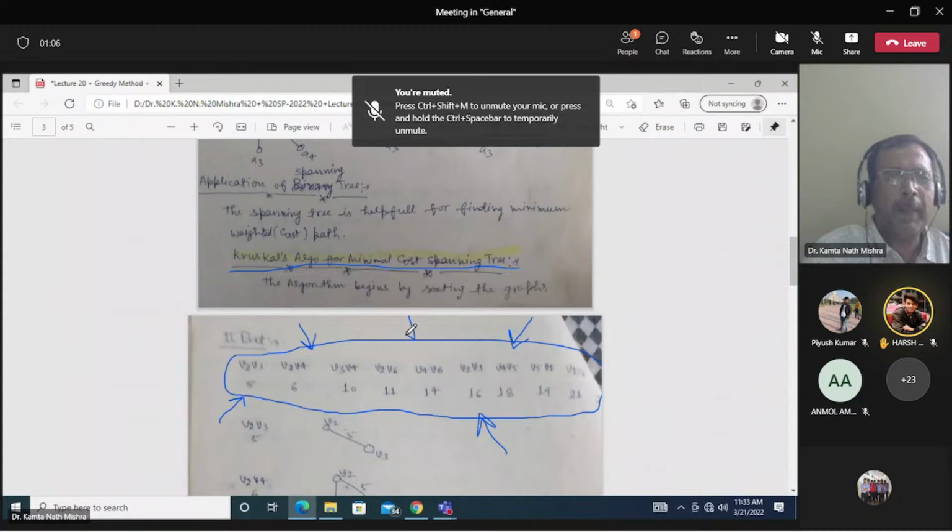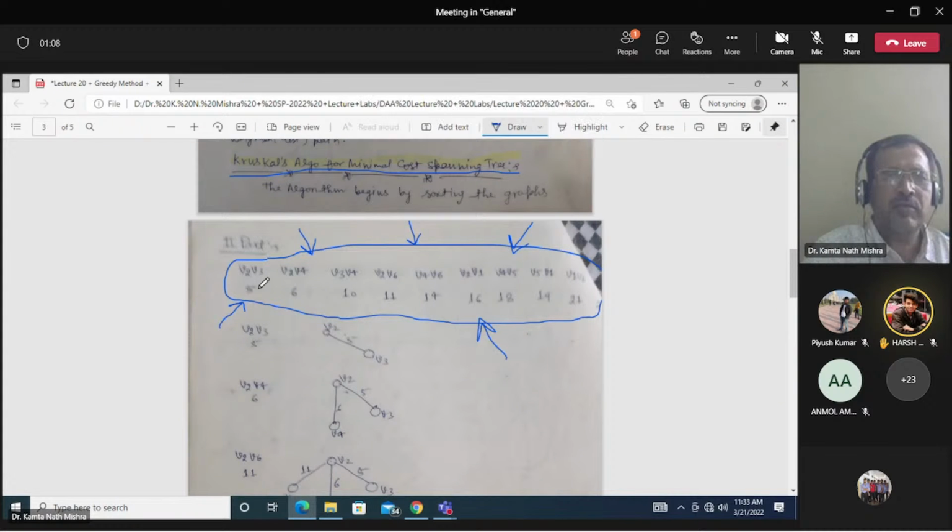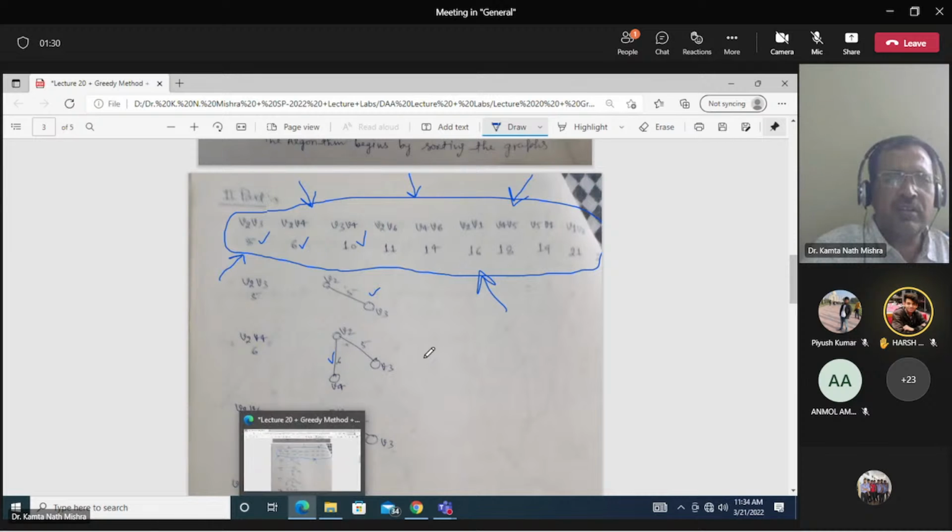Yes sir. Sir, first the minimum edge is 5, which is V2 and V3. So we have connected V2 and V3. Then second is 6, V2 and V4. Then third is V3 and V4. What is the length? 10 sir. And then V2 and V6.